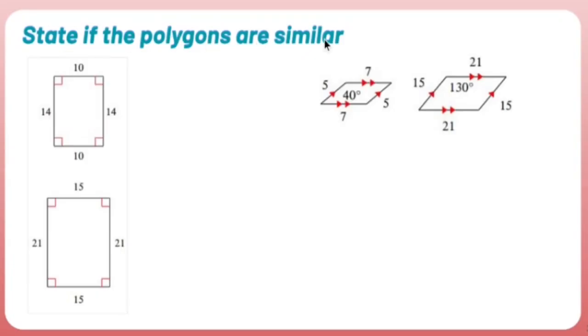State if the polygons are similar. So I have two pairs that I'm going to do. In order to make sure that both polygons are similar, you have to do two things. You have to make sure that all of the sides are proportional.